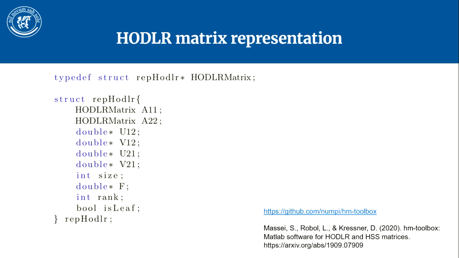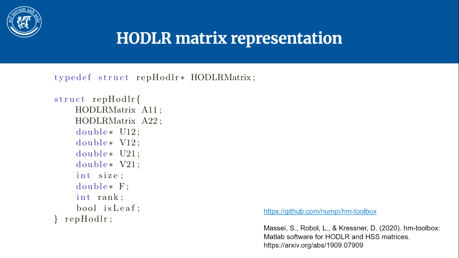So this is the representation we used in C for the HODLR matrices, which is based on the HM toolbox for MATLAB. This is a toolbox that allows manipulation of different types of H matrices, among them HODLR. We chose this representation since we are familiar with this toolbox, we have worked with it before, and also to have a reference representation of a HODLR matrix we know.